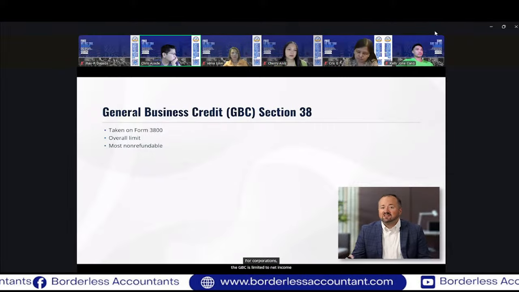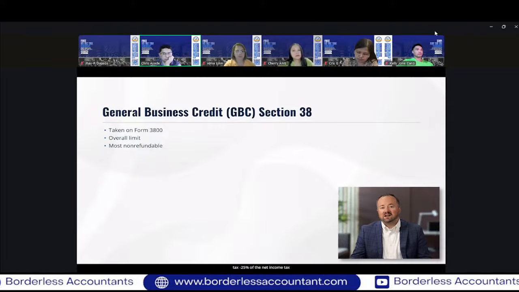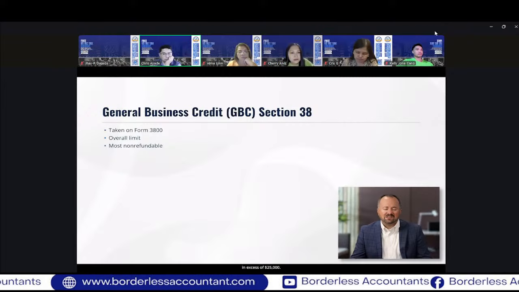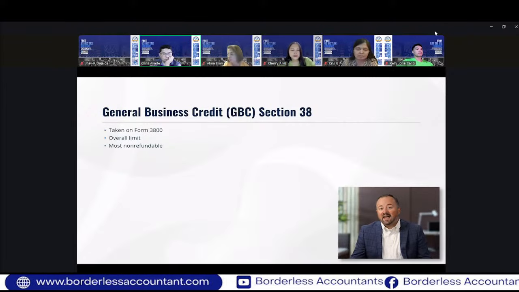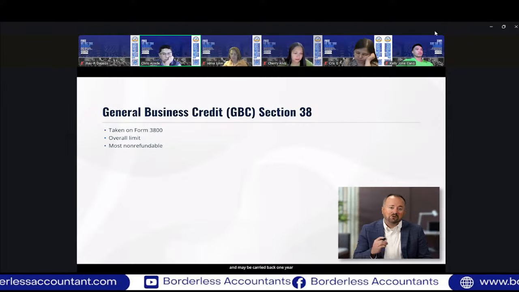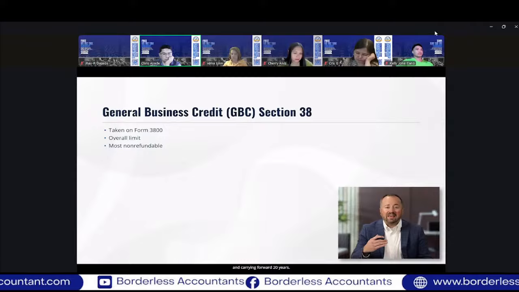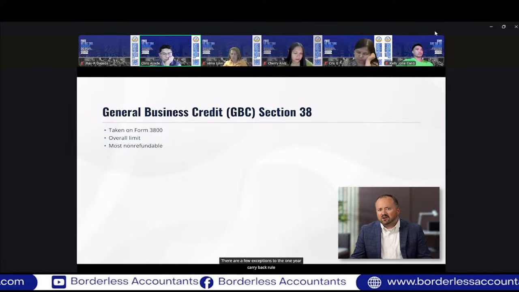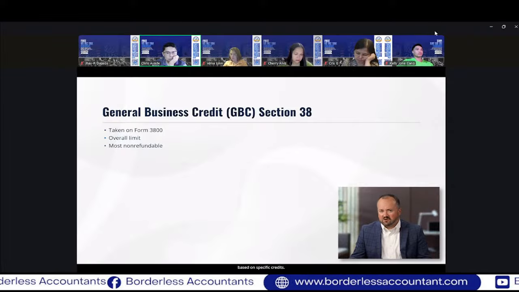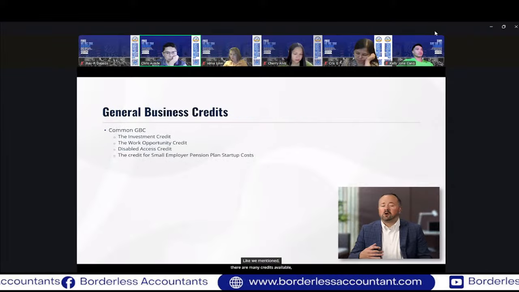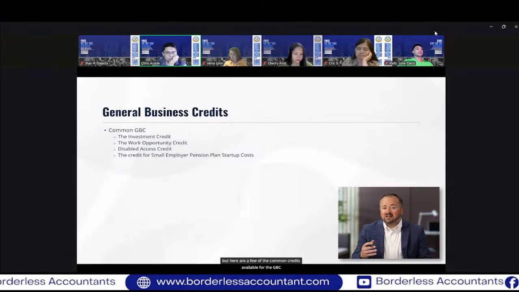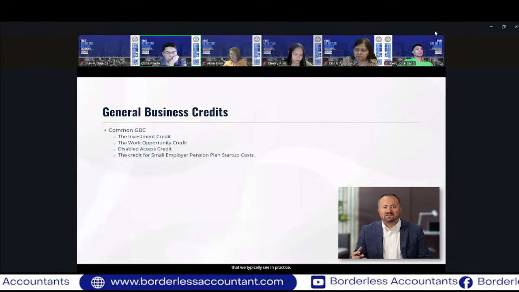For corporations, the GBC is limited to net income tax minus 25% of the net income tax in excess of $25,000. Any excess GBC after the limit is applied may be carried back 1 year and carried forward 20 years. There are a few exceptions to the 1-year carryback rule based on specific credits. Like we mentioned, there are many credits available, but here are a few of the common credits available for the GBC that we typically see in practice.